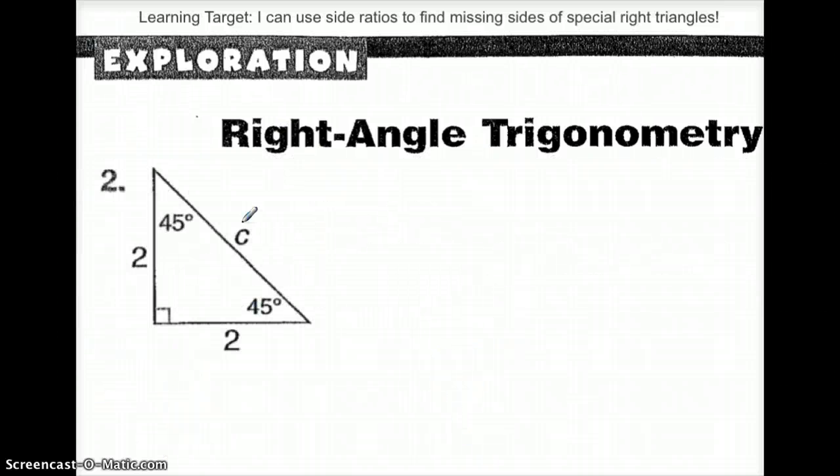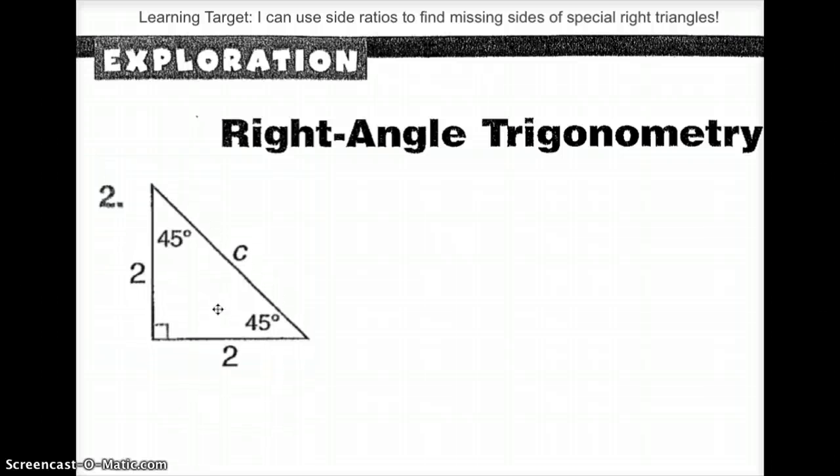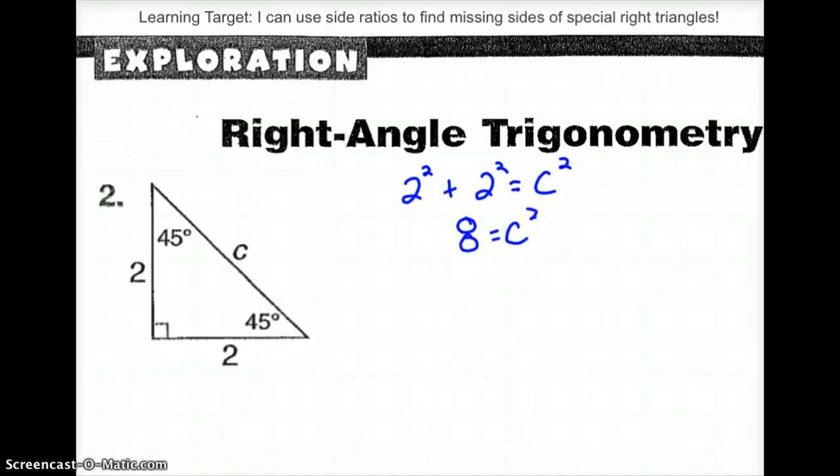Now the next one is the same triangle, 45, 45, 90, except they kicked up the measures of the leg. So now we've got 2 and 2. With the Pythagorean theorem, we're doing 2 squared plus 2 squared equals c squared. That's 4 plus 4, which is 8. When I take the square root, I've got c equals the square root of 8, and I think I can reduce this radical.